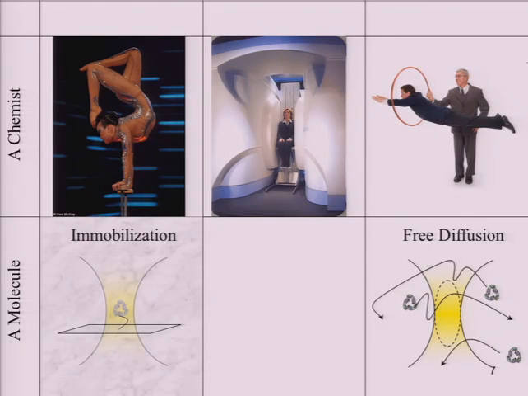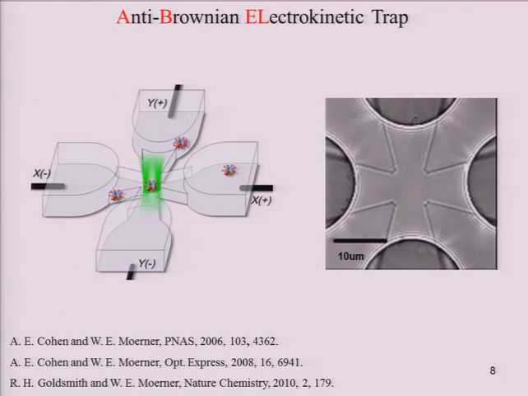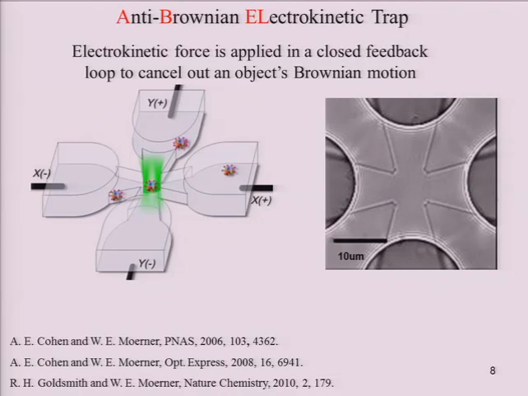The Moerner lab and hopefully soon the Goldsmith lab are filling it with a device called the ABEL Trap, or the Anti-Brownian ELectrokinetic trap. What the ABEL Trap does is it uses electrokinetic forces to compensate for and cancel out Brownian motion. And so when the molecule diffuses to the left, we give it a kick back right. When it diffuses to the right, we give it a kick back left. And in this way, we can actually, again, compensate for Brownian motion, at least over some length scales and time scales.